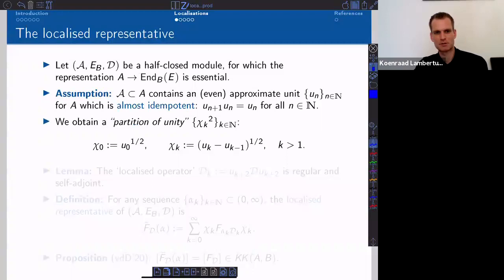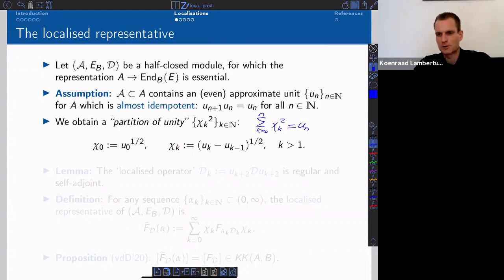Okay, so given such an approximate unit, we can construct a corresponding partition of unity. Just starting at 0, we define K0 to be the square root of U0. And for all higher K, we take the difference between two elements and the square root of that. So this is constructed in such a way that if we sum up from K0 to n the squares of K, then this will just give us un.